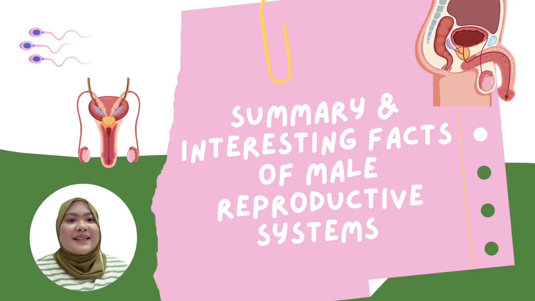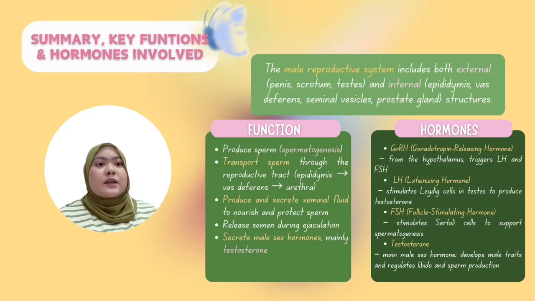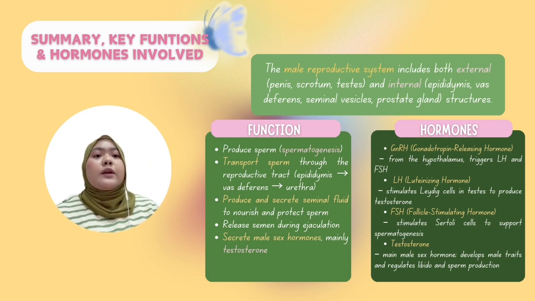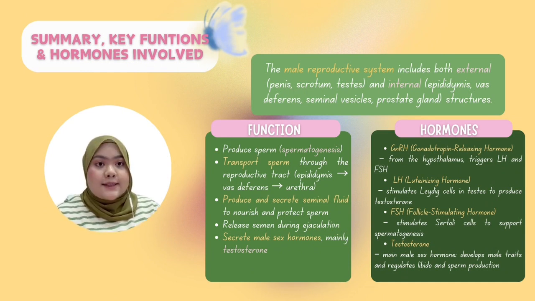To conclude our presentation, I will be summarizing the key points and sharing some interesting facts about the male reproductive system. This system includes both external and internal organs. The external parts are the penis, scrotum, and testes, while the internal structures include the epididymis, vas deferens, seminal vesicles, and prostate gland. The main functions of the male reproductive system are, first, to produce sperm through a process called spermatogenesis.